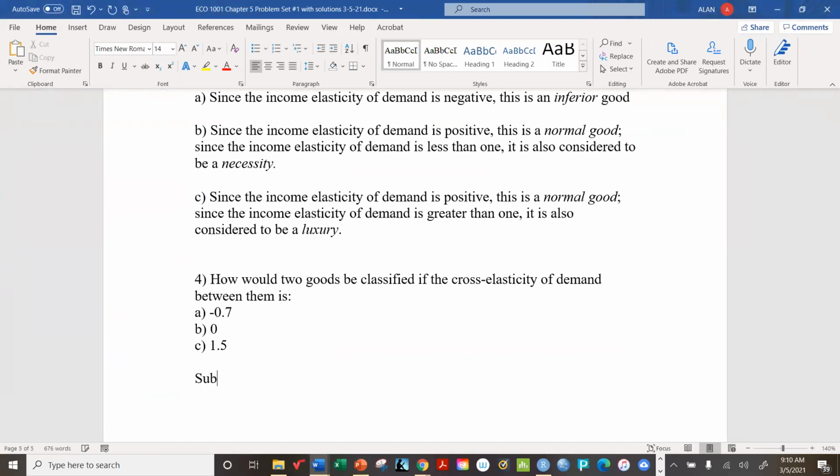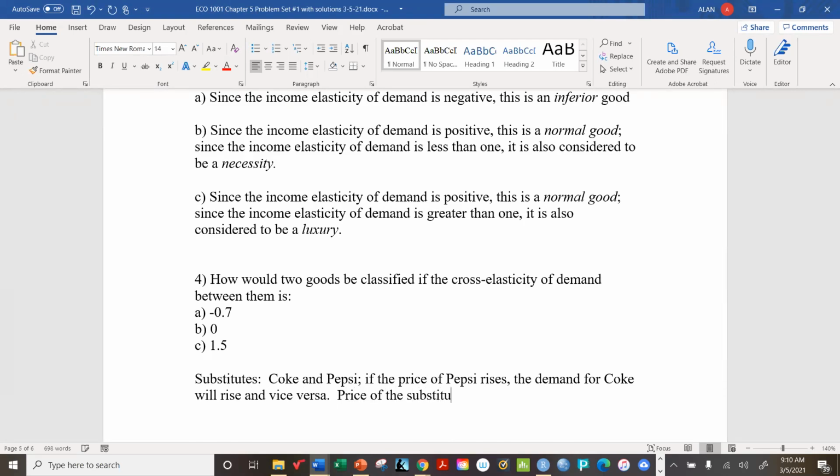We could have potentially substitutes. Coke and Pepsi, the classic example. If the price of Pepsi rises, the demand for Coke will rise, and vice versa. So you can see both are going in the same direction. In other words, the price of the substitute good rises, and as a result, consumers buy more of the Coke. Therefore, the cross elasticity of demand must be positive.